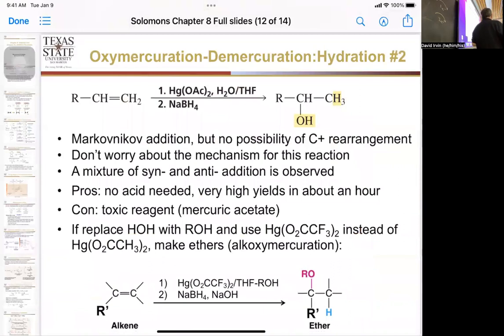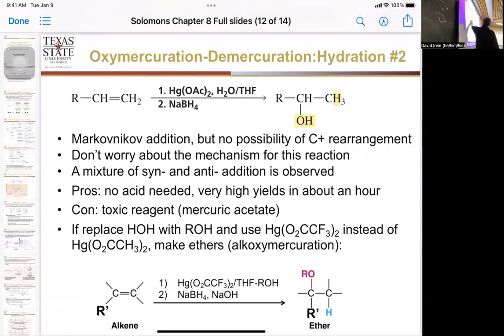So oxymercuration-demercuration is a little bit different. Technically, it is a Markovnikov addition, meaning we're going to put the hydrogen on the least substituted side and the OH on the more substituted side. But the benefit of oxymercuration-demercuration is it doesn't rearrange because it doesn't form a carbocation. Different mechanism, meaning you can get secondary alcohols where your hydration might rearrange and give you a tertiary alcohol. So we can get selectively secondary alcohols with the oxymercuration.